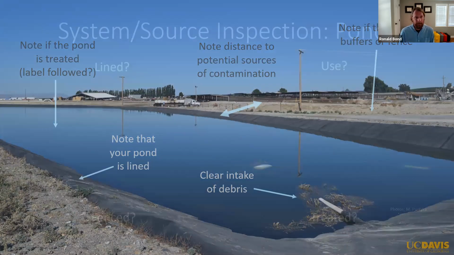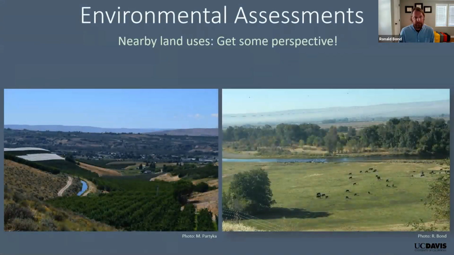With that, again, with that was adjacent. Now we're talking about nearby. In nearby, you have to get some perspective. So if you're drawing water from this canal on the left, this is a good vantage point to see what's going on upstream. If you're down over there taking it, you can note things that are going on.